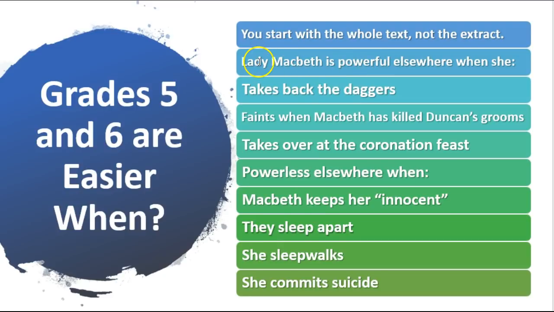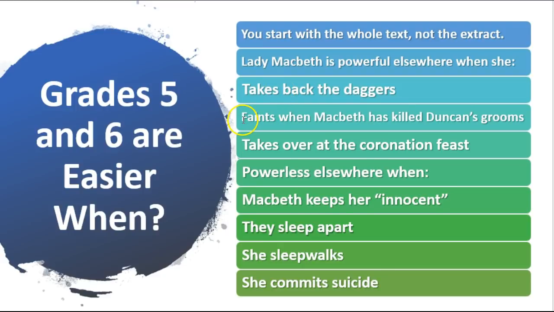And what you're going to do is think how Lady Macbeth is powerful elsewhere in the text, not when she's being unsexed and planning the murder of Duncan. So let's think about that. Well, the first way I can think of is she takes the daggers back when Macbeth fails to incriminate the grooms by leaving the daggers with them so that they look like the murderers. So she has to take control of her husband there.